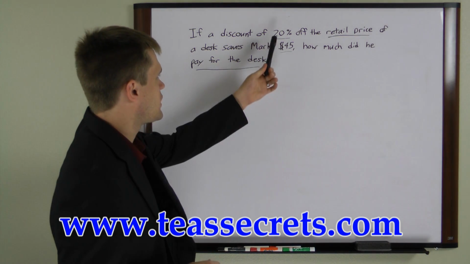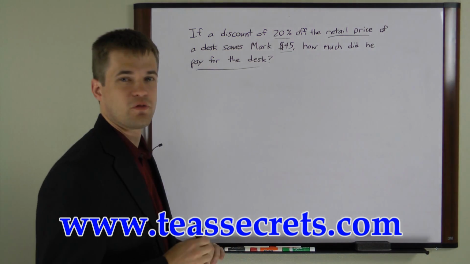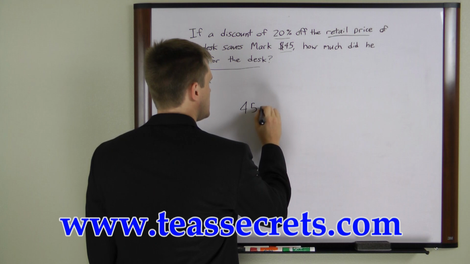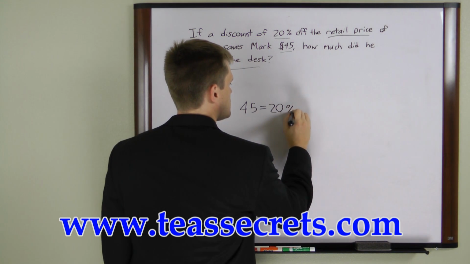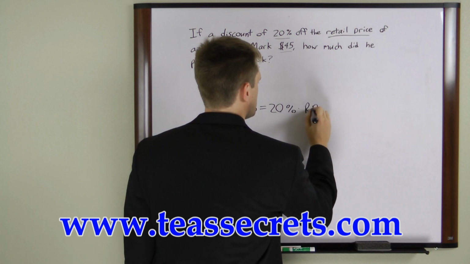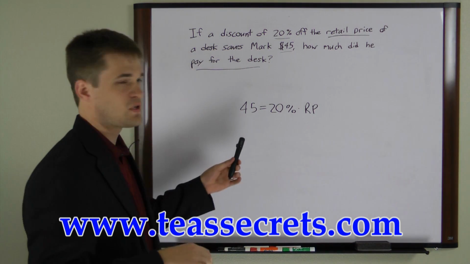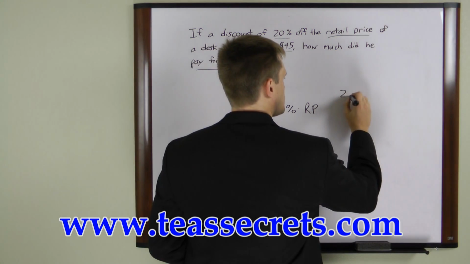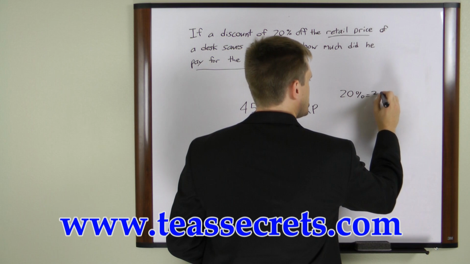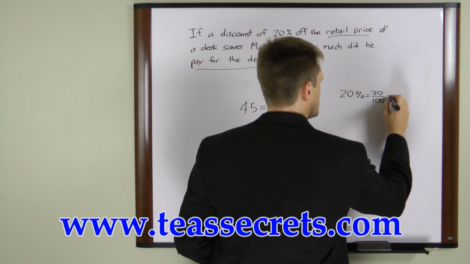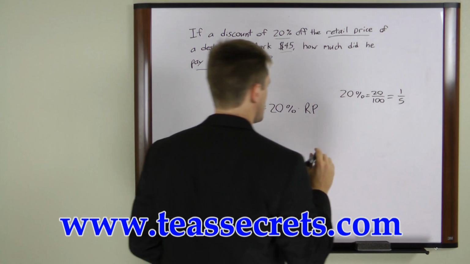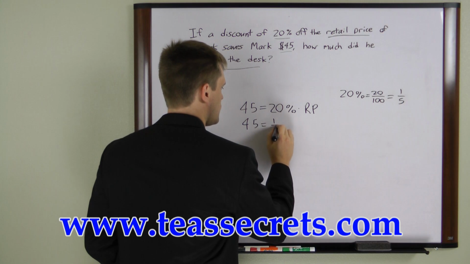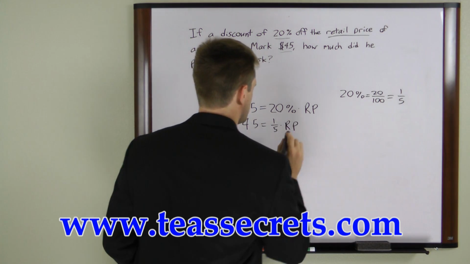We're told that 20% off the retail price is the same as $45. So let's write that as the equation. 45 equals 20% times retail price. Now to solve this equation, we want to convert the percentage to a fraction. So let's do that. 20% equals 20 over 100, which is the same as 1 over 5. So let's substitute that back into this equation. 45 equals 1/5 times retail price.